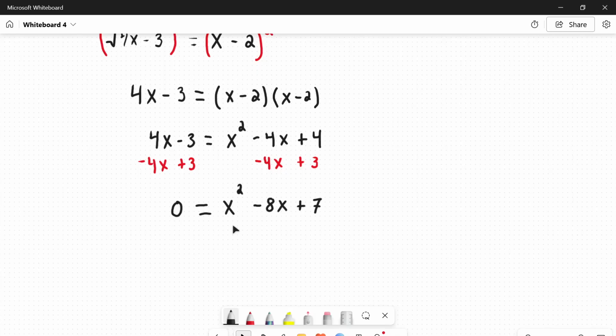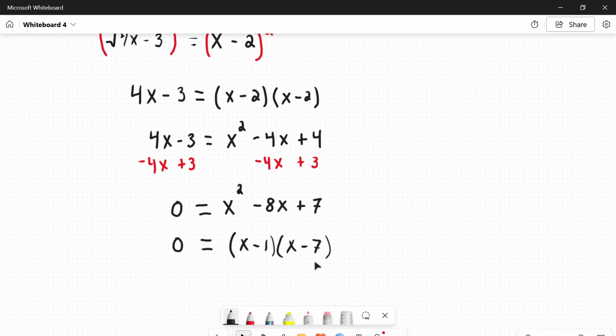Now I've got a quadratic, so I'm gonna need to factor this. It looks like I can just factor this with a -1 and a -7. So use whatever factoring technique works for you, whether that's the big X method or the AC method or box method. I don't know. There's lots of different names for the different ways to factor. But x minus 1, x minus 7, that's how this is going to factor.